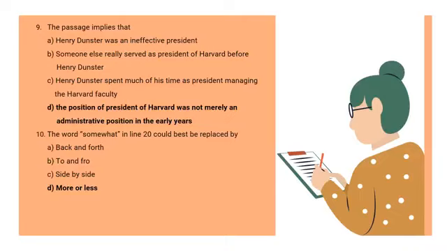The question number 10 is the word somewhat in line 20 could best be replaced by, my best answer is D, because somewhat is used to indicate that something is the case to a limited extent or degree. So it has the closest meaning with more or less that can be replaced in line 20.